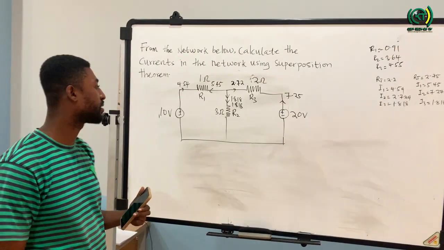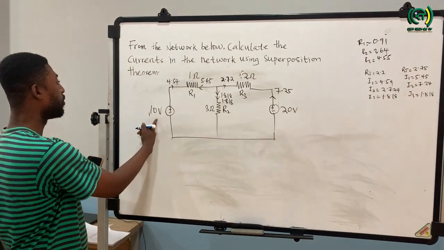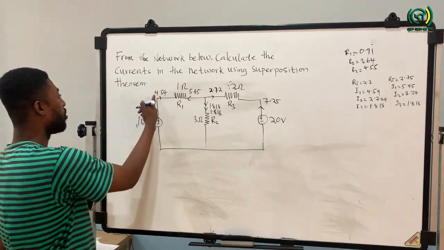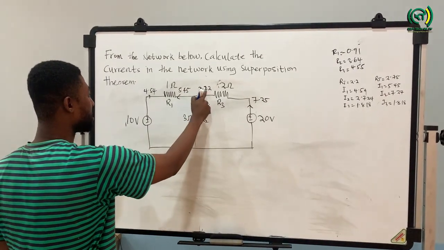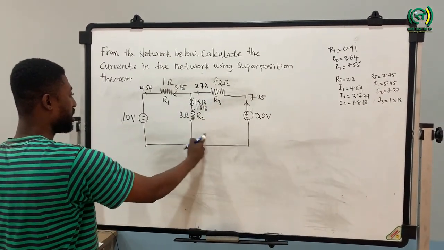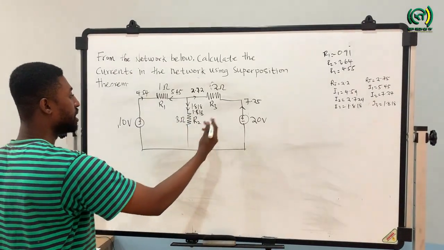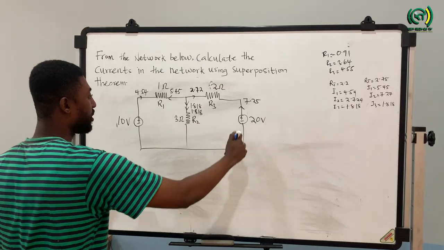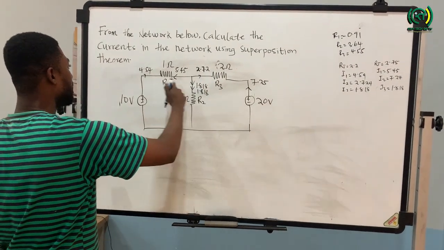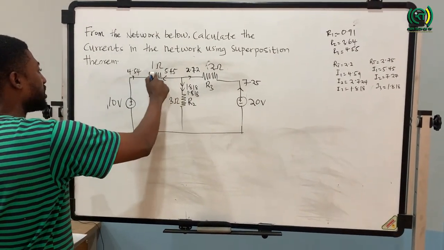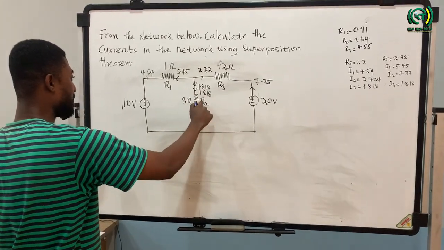Okay, so after taking into account the two voltage sources, for the 10-volt source, we had a current of 4.54 flowing through resistor R1, a current of 2.72 flowing through resistor R3, and a current of 1.818 flowing through resistor R2. Then for the 20-volt source, we had a current of 7.25 flowing through resistor R3, a current of 5.45 flowing through resistor R1, and 1.818 flowing through resistor R2.